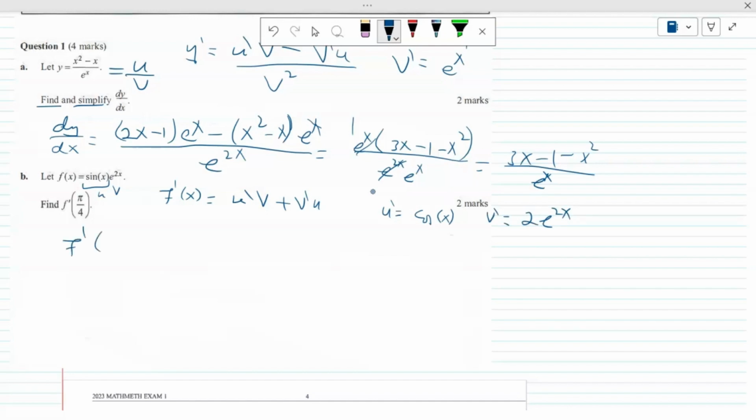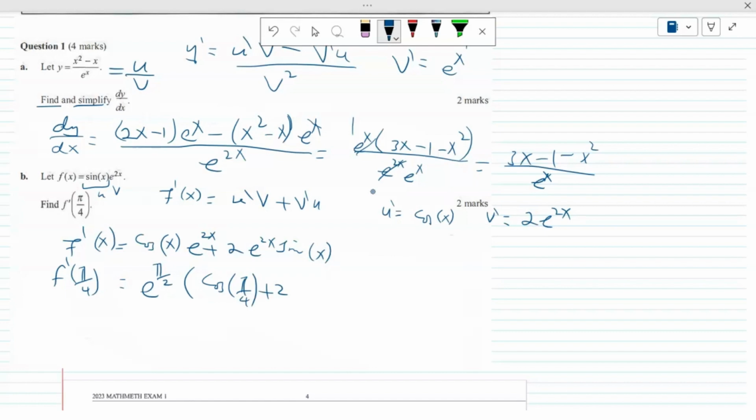So f prime x gives us cos x e to the power of 2x plus 2e to the power of 2x sine x. Take the common factor out, in this case e to the power of 2x. We also need to substitute a quarter pi. So that gives us half pi, because we multiply by 2, so that's e to the power of half pi, into the bracket cos a quarter pi plus 2 sine a quarter pi.